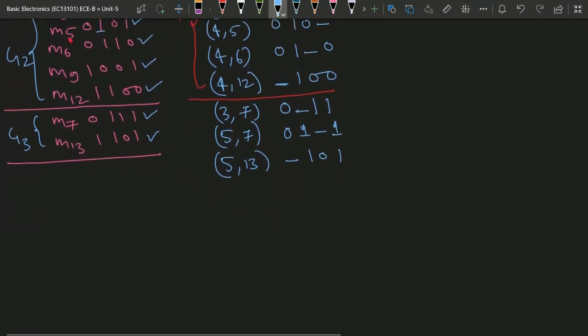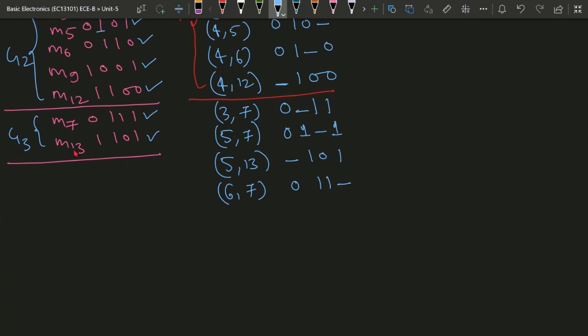Next, 6 will be compared with 7. The 6 is compared with the 7, only one bit is changing, because 0 0 is same, 1 1 is same, this last bit is changing, so 0 1 1, last bit is changing, so it will be dash. M6 now will be compared with M13. If we check, 1 bit change, 2 bit change, 3 bit change, 4 bit change, so it will not be paired. Now M9 will be compared with M7, so it is 1 bit change, 2 bit change, so more than 1 is there, so it is not possible.